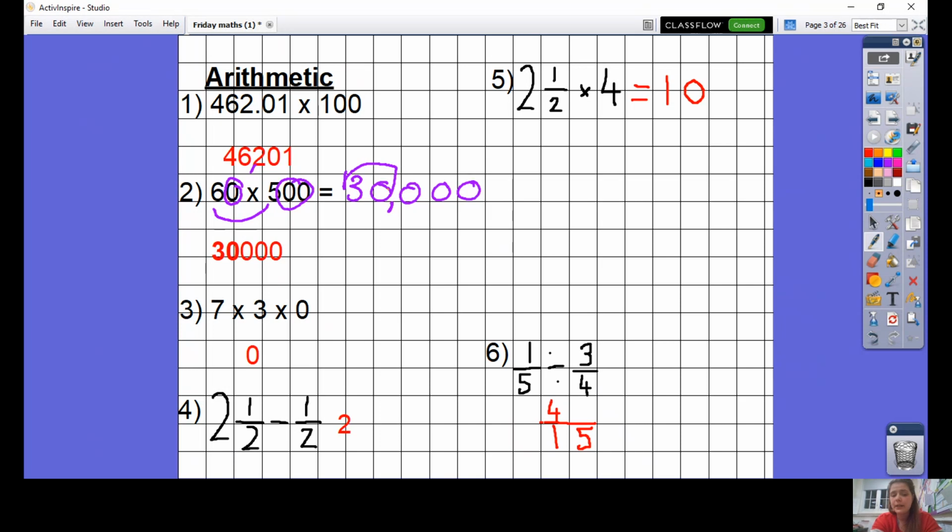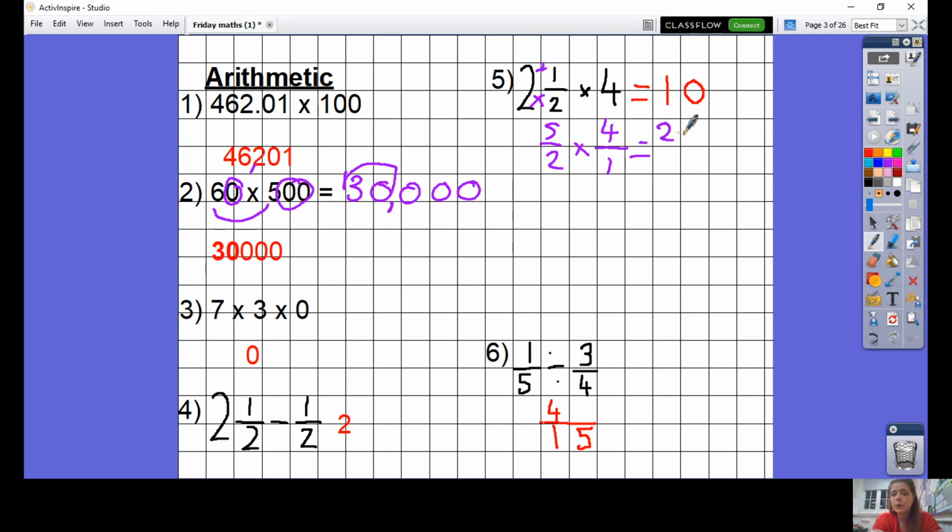Okay, 7 times 3 times 0, anything times 0 is 0, so whatever order you do it in, you'll end up with 0. 2.5 take away 2 would leave us with just 2. 2.5 times 4 is 10. I'm going to show you the 2 ways that would have been the quickest way to do that. Firstly, you could have done the multiplication method. So I want to make that into a top-heavy fraction. 2 times 2 is 4, add 1 is 5, that's 5 over 2, times 4 over 1.